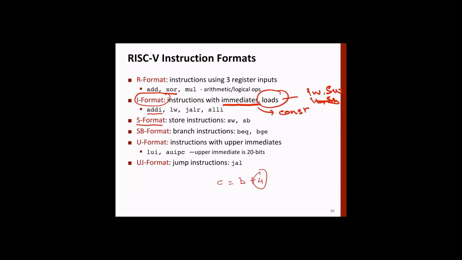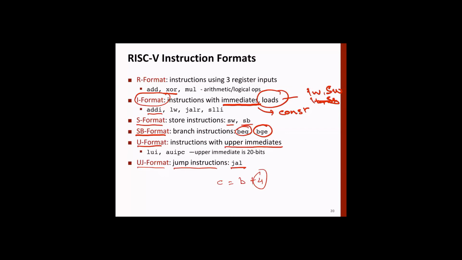Then we have S formats, which are store word and store byte. Then we have the SB format, which is the branch instruction: branch if two operands are equal, or branch if one operand is greater than the other. Then we have the U format, which is the upper immediate format. We'll look at that. And then we have jump instructions, which could be of various types: unconditional jump or conditional jumps, and jump and link type. We'll look at each of these in detail.